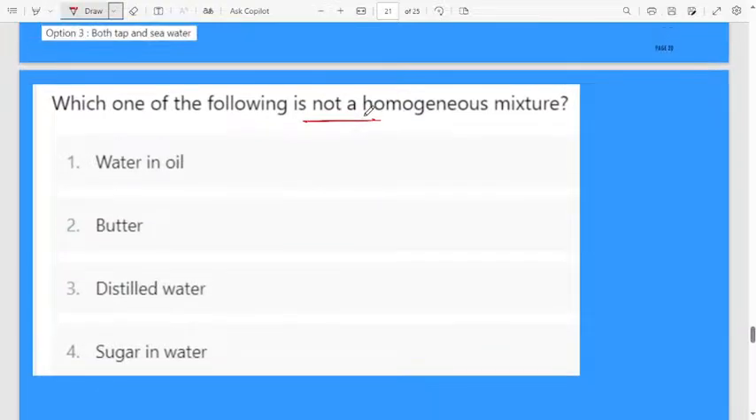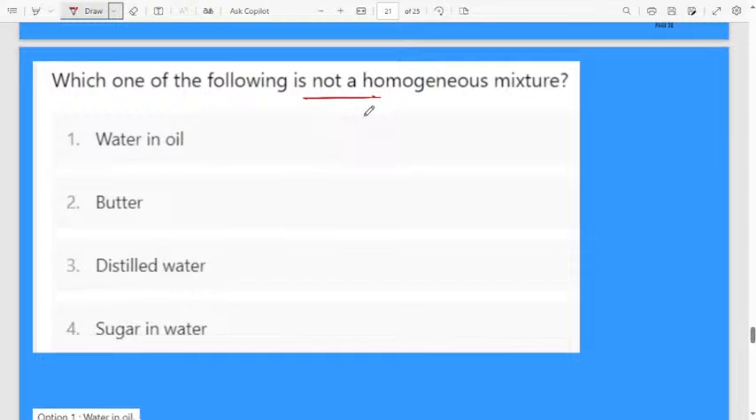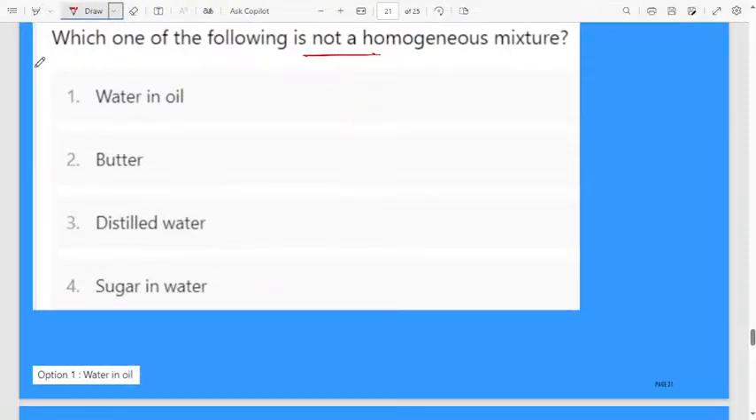First option, water in oil. Second option, butter. Third one is distilled water. Fourth one, sugar in water. Which one is not a homogeneous? Yes, water in oil. It is not a homogeneous, it is a heterogeneous mixture.